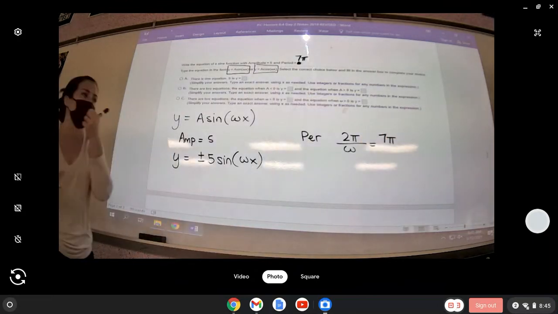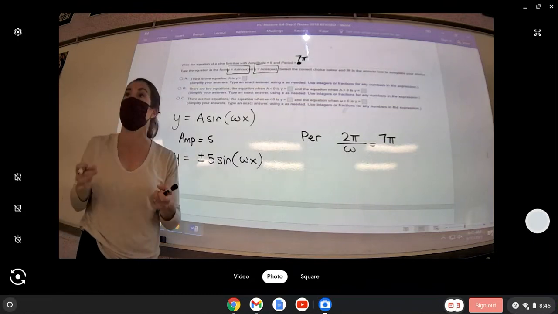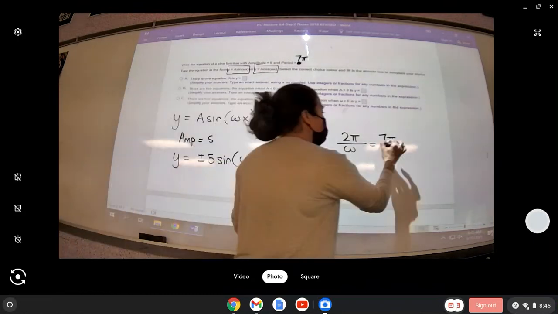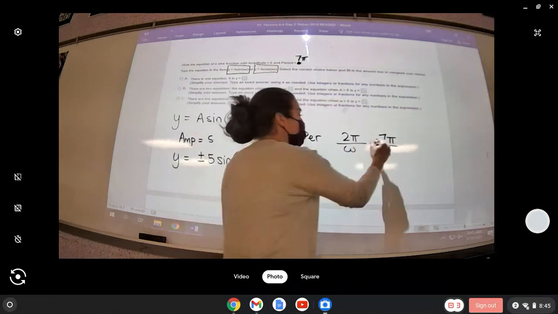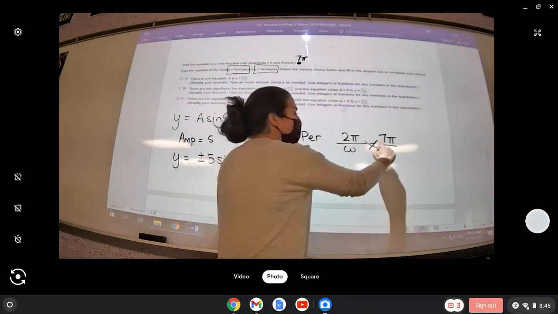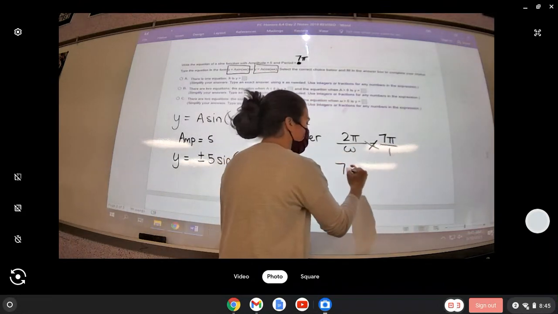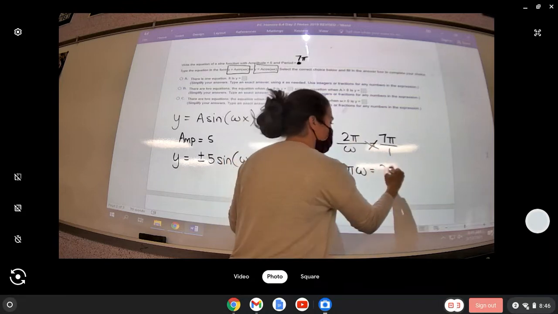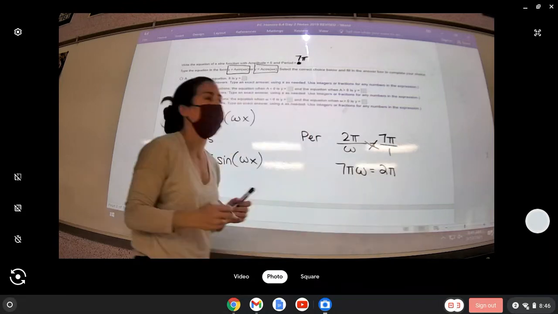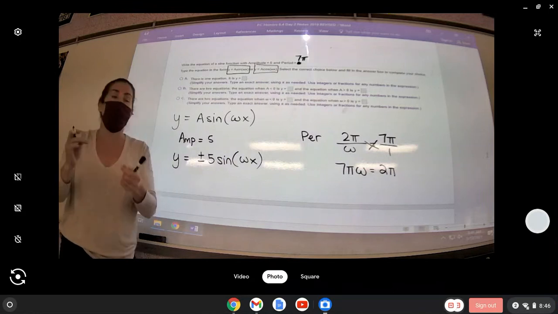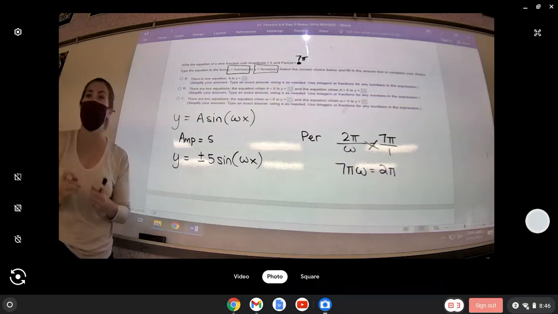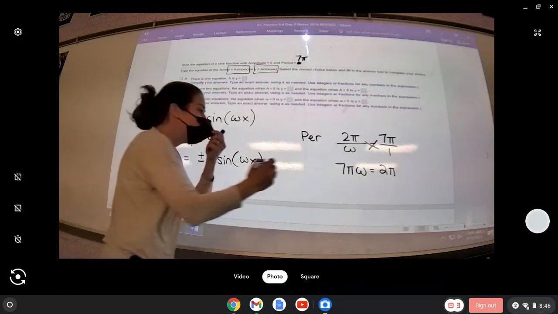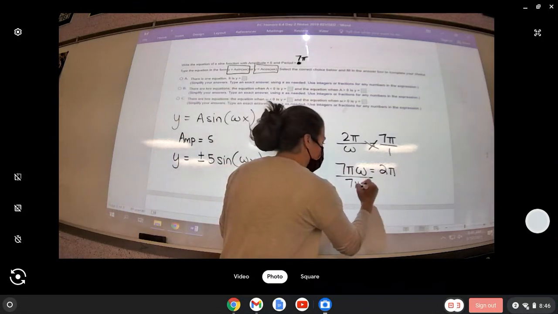And now we're going to cross multiply and we're going to solve this equation, this proportion for omega. What does omega need to be to make this true? So when I cross multiply, I get 7 pi times omega equals 2 pi times 1. And now you're solving for omega. What was in our equation to make our period 7 pi? So I'll just divide by 7 pi.